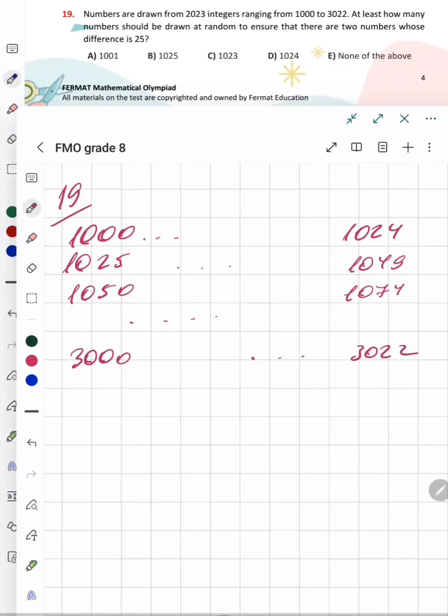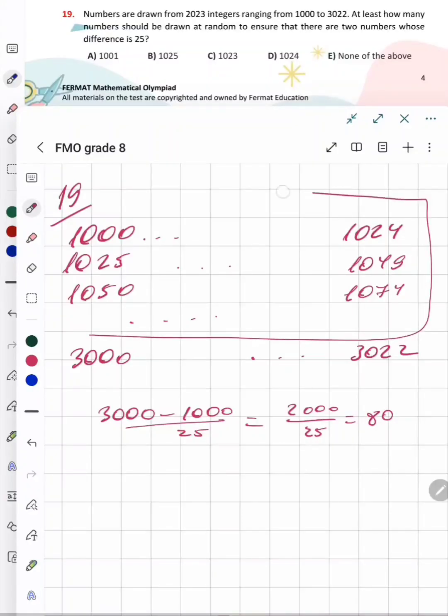Now, let's find the total number of blocks we have. Until 3000, let's find the number of blocks. 3000 minus 1000 over 25 equals 2000 divided by 25, which is 80. So we have 80 blocks until 3000.